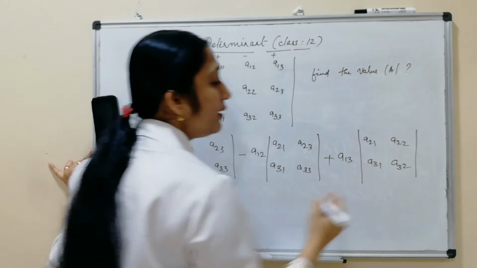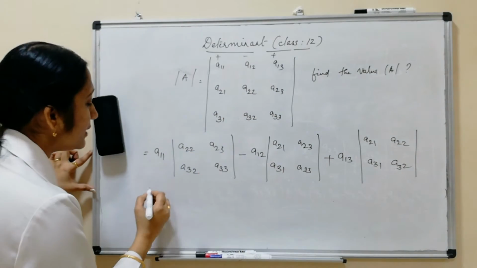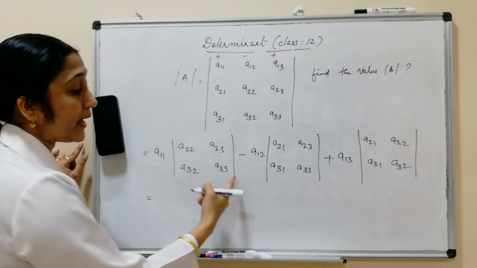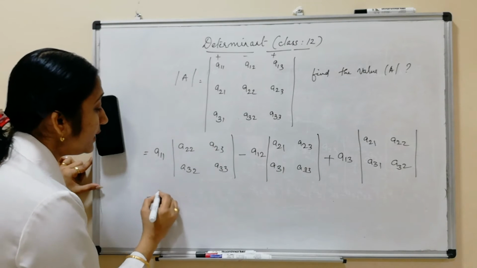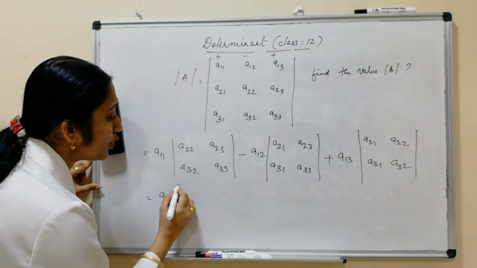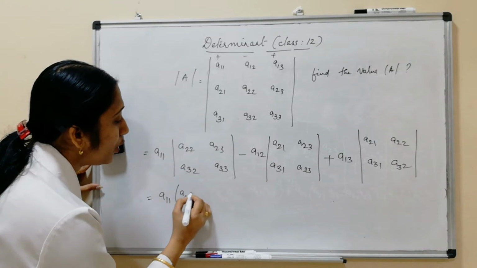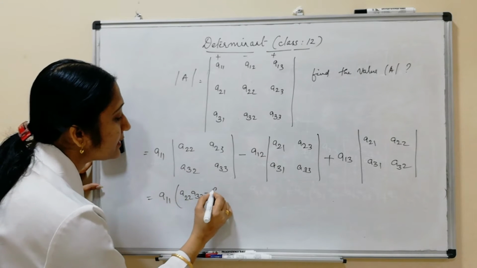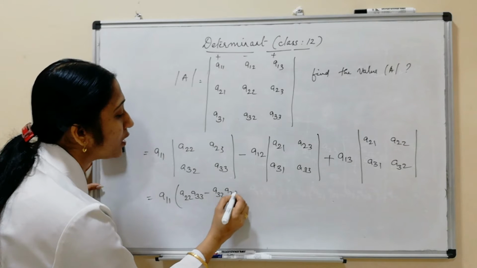Next, how to find it is very easy and simple, as in the case of a 2 by 2 matrix. That means A11 times, in order 2, A22 A33 minus A32 A23.